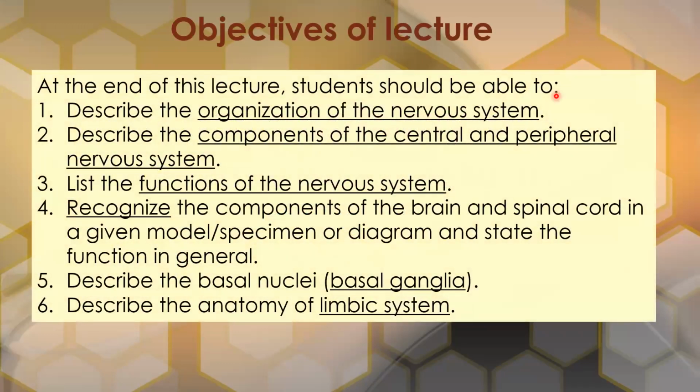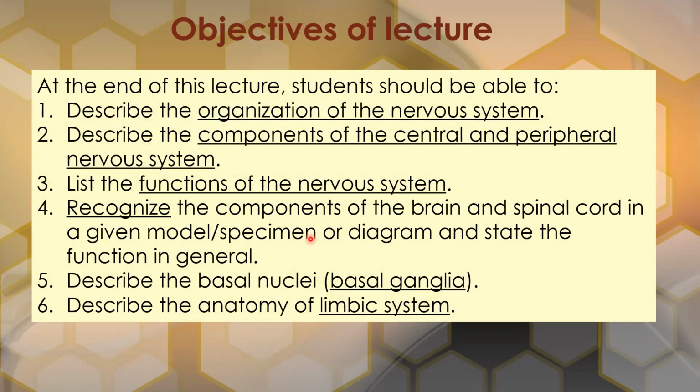Okay, these are all the objectives of this lecture. I hope at the end of this lecture, you will be able to discuss the organization of the nervous system, the components of the central and peripheral nervous system, list the function of the nervous system, recognize the components of the brain and spinal cord in a given model, specimen, or diagram. Later, it's important for the OSPE, and describe the basic nuclei and a bit about the anatomy of the limbic system. Well, just to remind you that this is just an introduction lecture.